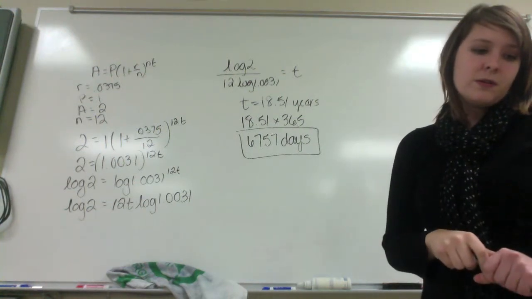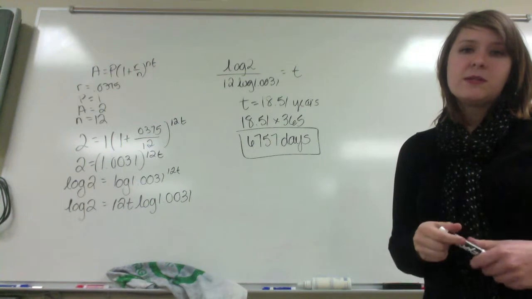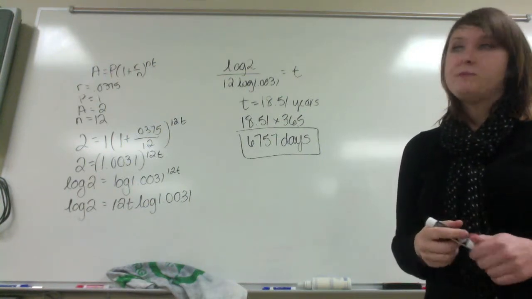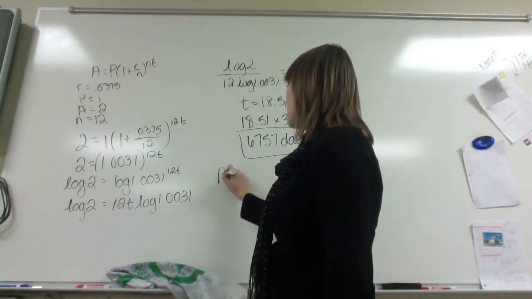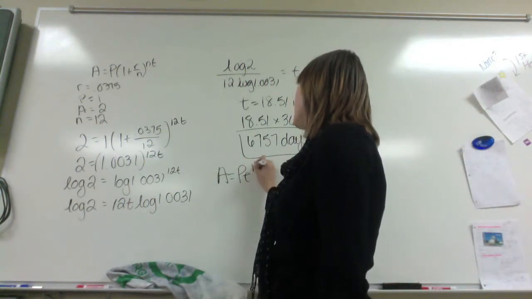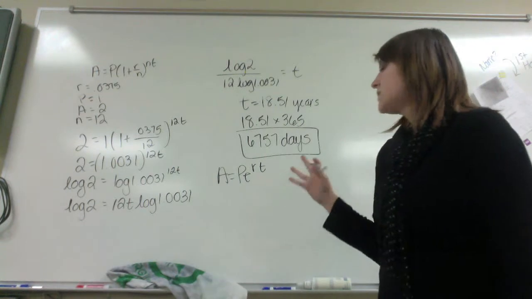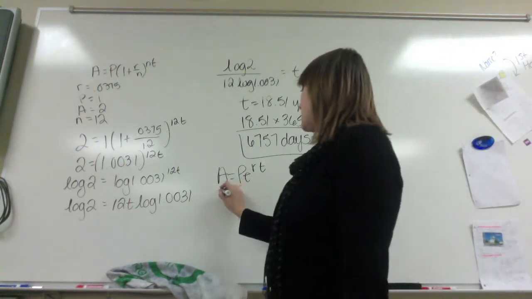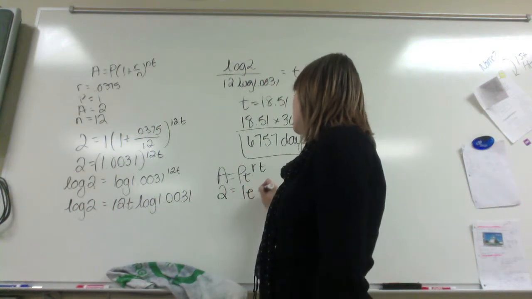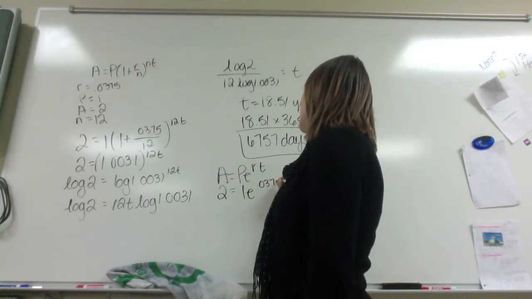All right, we also want to do the same problem, except this time we want to compound continuously. Okay, so remember, if you're compounding continuously, you're going to use your PERT formula. A equals Pe to the rt. So we're going to do the same thing, it's just this time we're using PERT. So I'll say this is 2, this is 1, e to the 0.0375t.